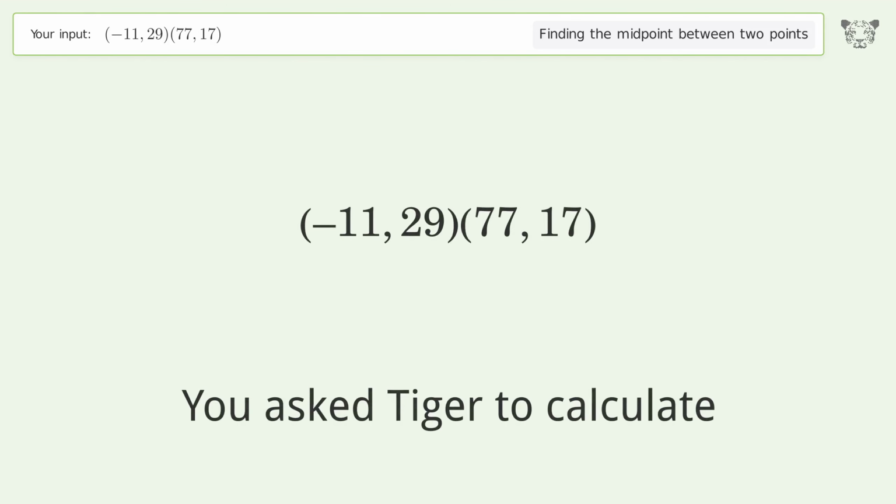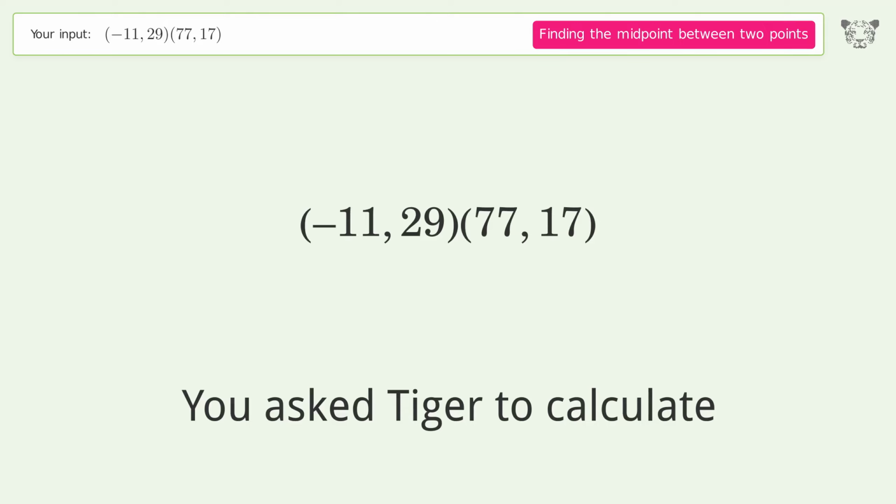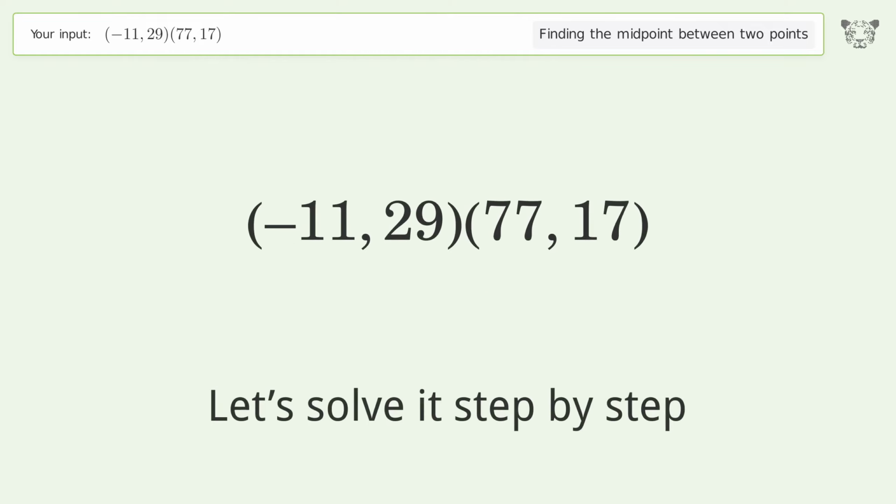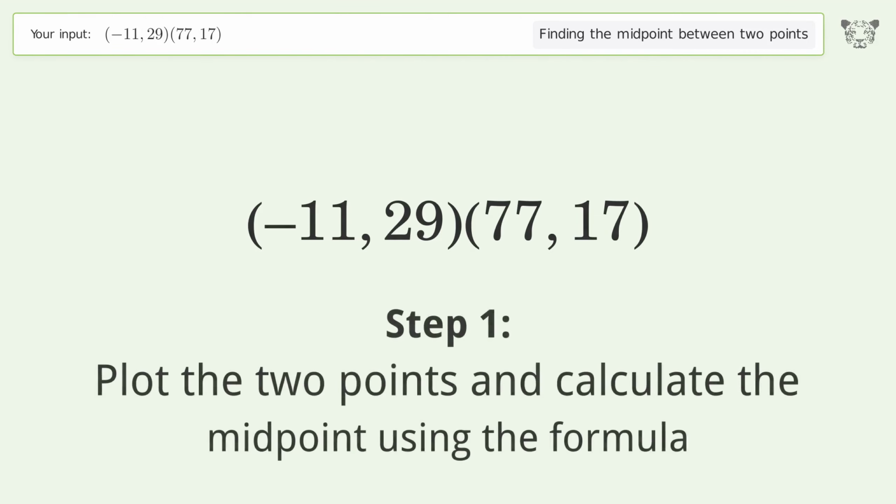You ask Tiger to calculate. This deals with finding the midpoint between 2 points. The midpoint between the 2 points is 33,23. Let's solve it step by step. Plot the 2 points and calculate the midpoint using the formula.